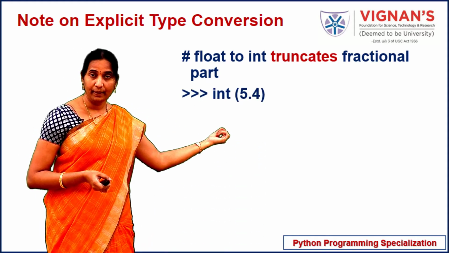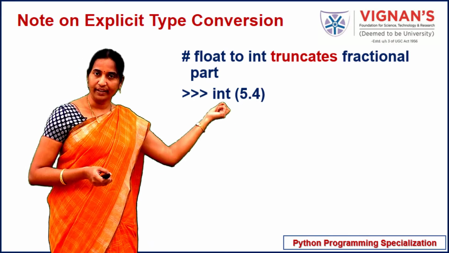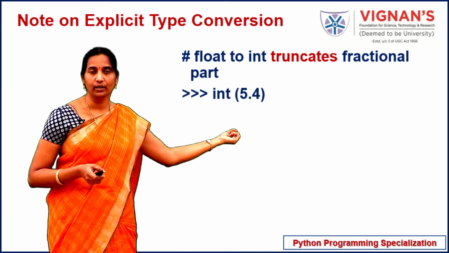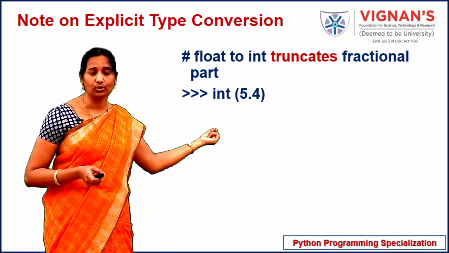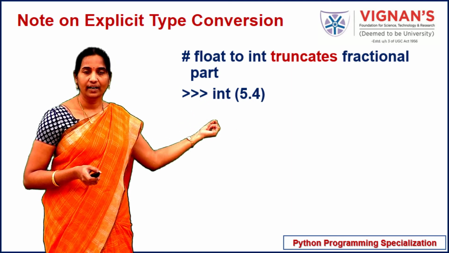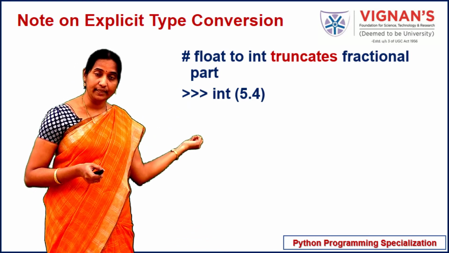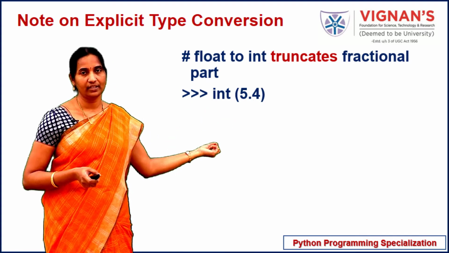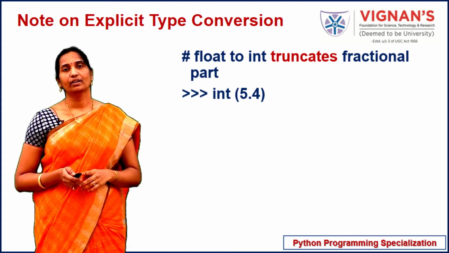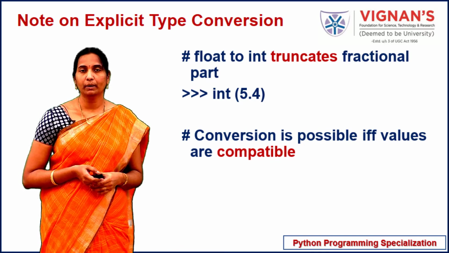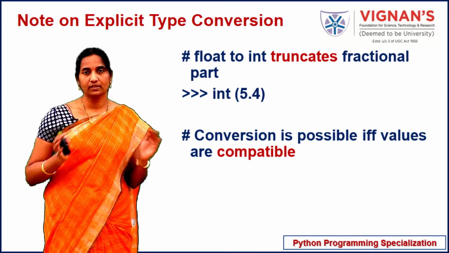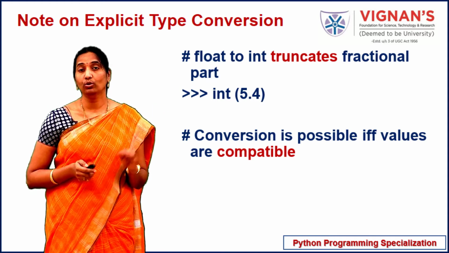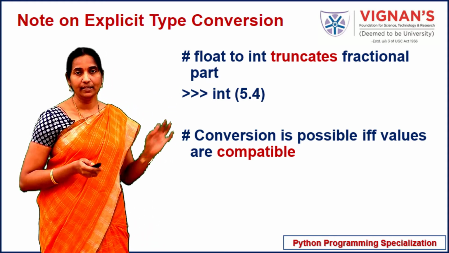So consider this example where you are converting the value 5.4 to integer. Here 5.4 is actually a float type value, but you are converting that to an integer value. Because you are converting to an integer type, the fractional value in the floating point number will be truncated and your value will be 5 only. Another point to be remembered is, whenever you are doing explicit type conversion, the values you are converting must be of the compatible type. Then only it is possible to apply the explicit conversion.